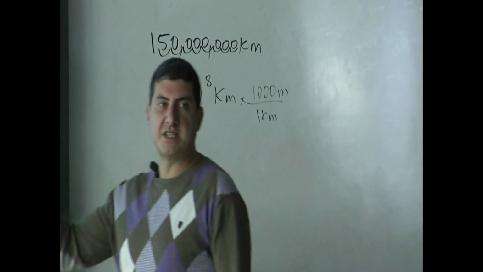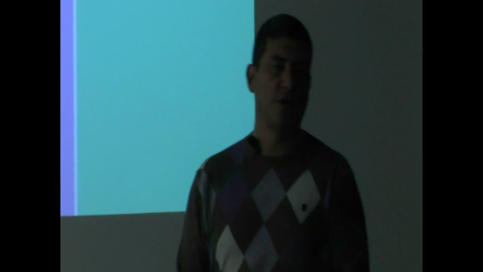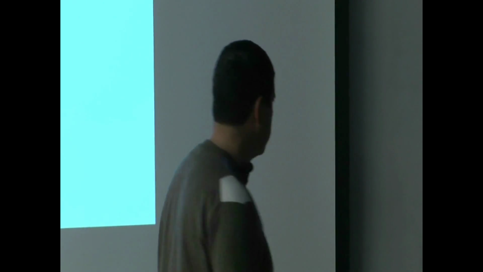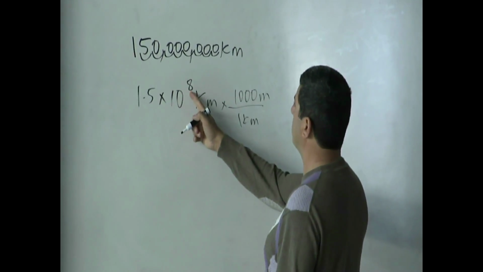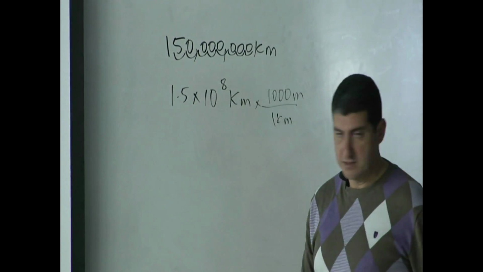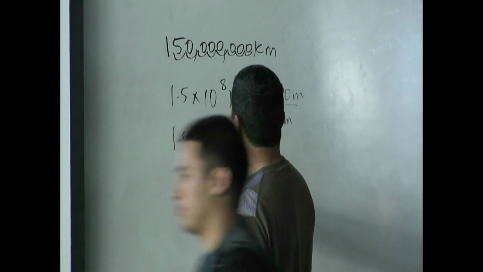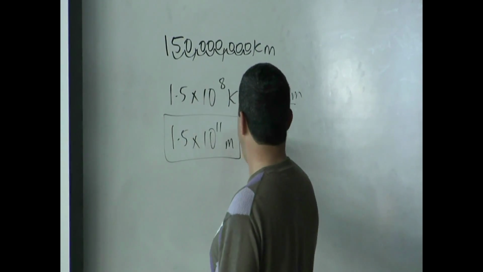1,000. Remember the symbols we learned? Kilo, mega, giga, and then the trillion was tera, right? So 1 kilometer is 1,000 meters. So if you multiply by 1,000, basically you're adding 3 more zeros on top of this, right? So you're going to get 1.5 times 10 to the 11th meters.